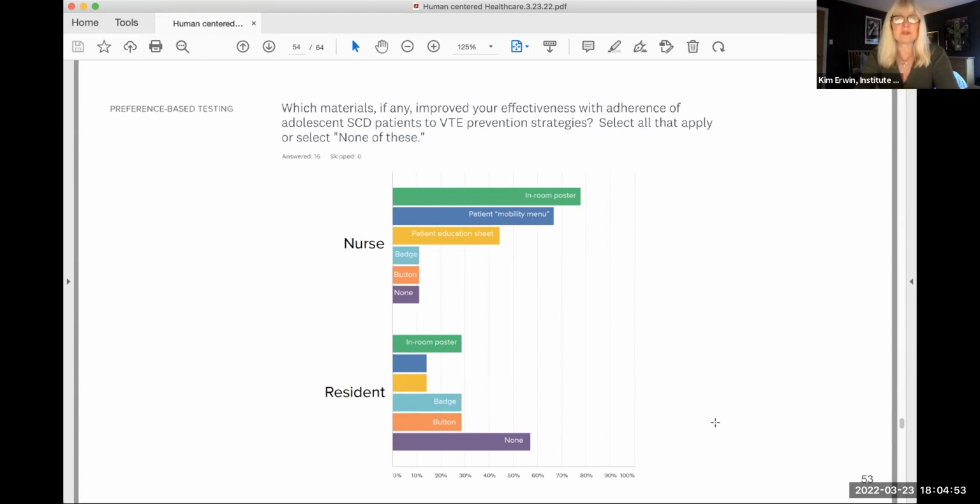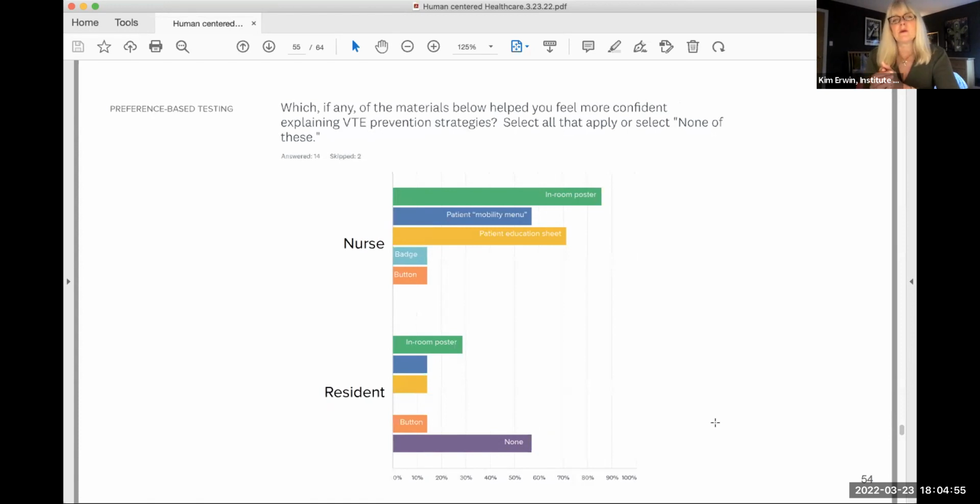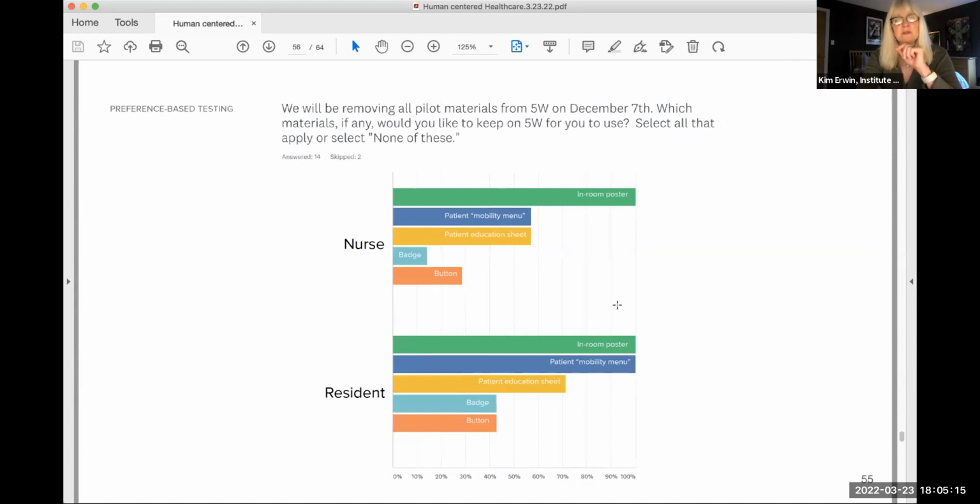We had much more mixed results on that. Which of these materials helped you feel more confident explaining BTE prevention strategies? In-room poster again. The patient education sheet ranked really well, except we never ran out of them. So I'm not sure where the answer was coming from. But the poster for sure continued to be the highest scoring item on this third one.